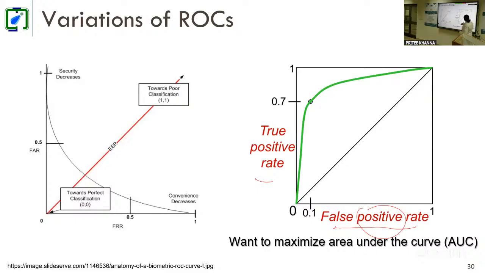And here what we want is the area. This is my ROC, right? And what we want is that the area under the curve should be maximized. It means that we want our matcher to be as close as possible, right? So that my true positive rate is high and my false positive rate is low. So we want to move towards this side, right? The closer this curve is towards this end, the better. So here we say area under the curve, and we want to maximize the area under the curve. Is it clear up to this point?